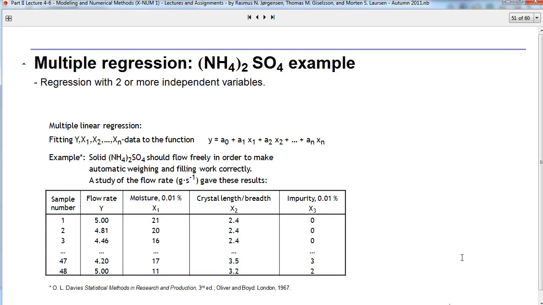So, multiple regression. There's an example here from the former lecture notes. I just copied it directly. But the idea is you have a function where you have y, and then you have some independent parameters, x1, x2, to xn. So you get this expression. And you can probably recognize that from when we had the polynomial fit. There, this one would be x, this one would be x squared, and so on.